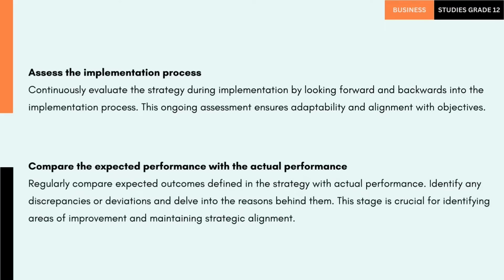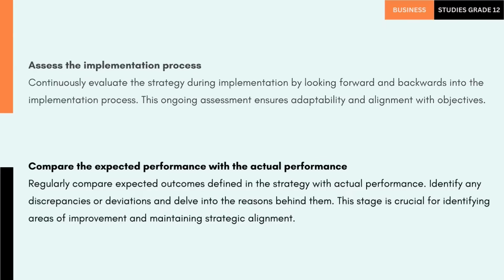3. Compare the expected performance with the actual performance. Regularly compare expected outcomes defined in the strategy with actual performance. Identify any discrepancies or deviations and delve into the reasons behind them. This stage is crucial for identifying areas of improvement and maintaining strategic alignment.